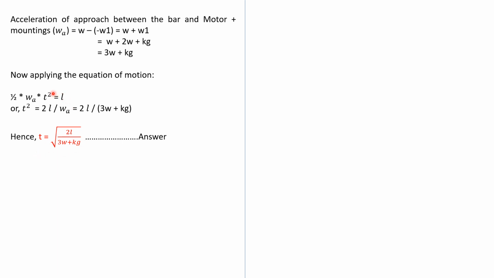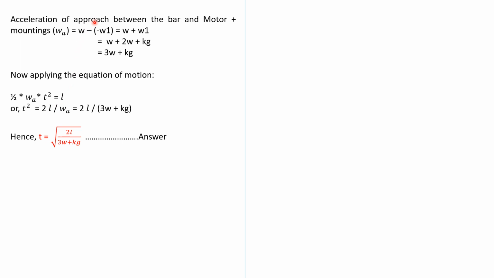Now we will write the equation of motion. Half into WA, acceleration of approach between the bodies, into t squared. T is the time at which both the bodies are colliding with each other. So this will be equal to the total distance or total gap between the bar and the motor. So that is equal to L. So from here we will calculate T is equal to square root of 2L by 3W plus kg. So this is your answer.